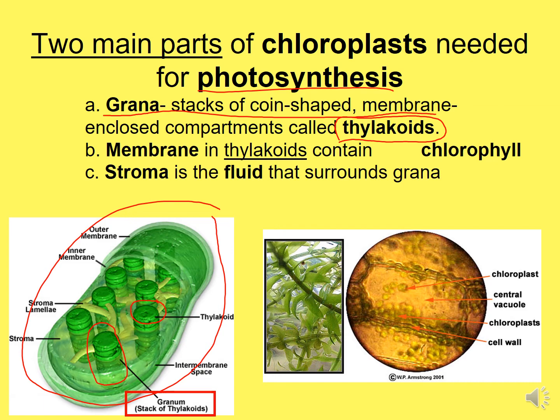Okay. Membrane and thylakoids contain chlorophyll. Well, chlorophyll is what makes it green. So obviously we see that it is green. Okay. Now there is a membrane that surrounds it and it's fluid to kind of keep it. And you see all this right here? All that little liquidy stuff, that is called stroma.